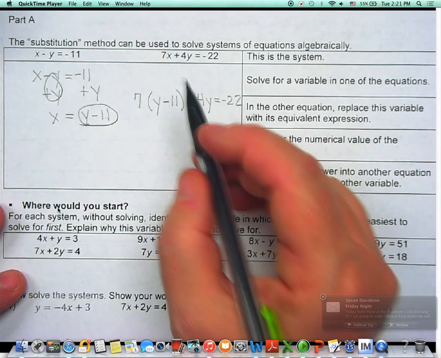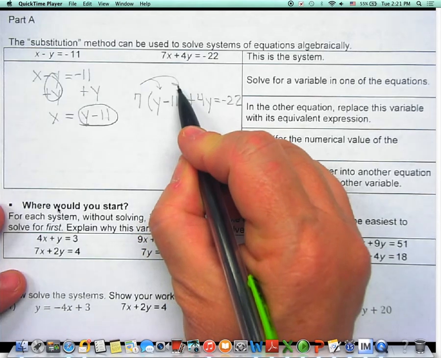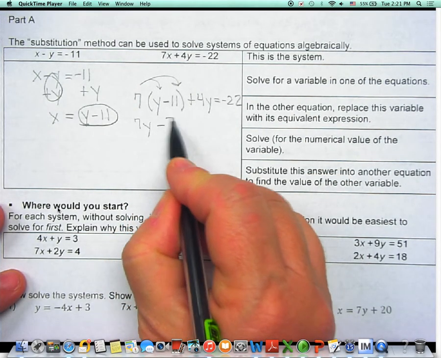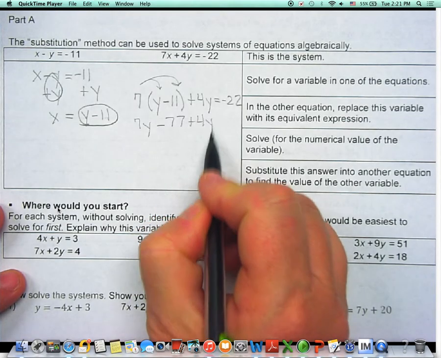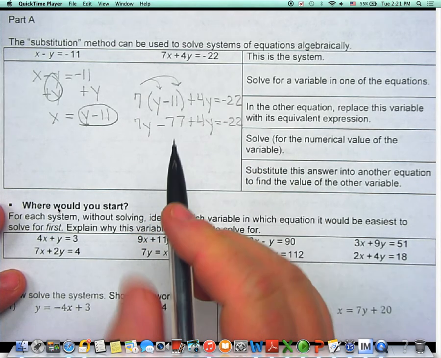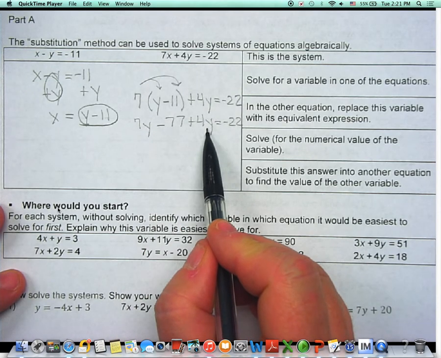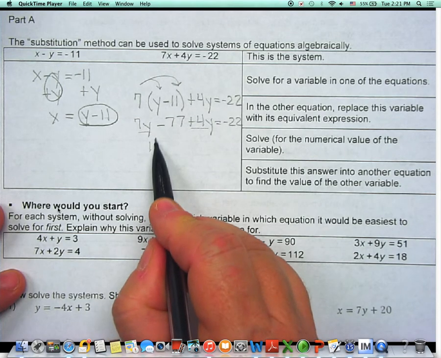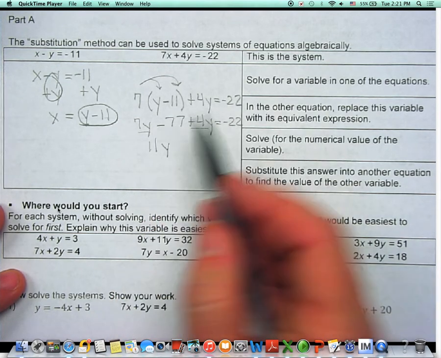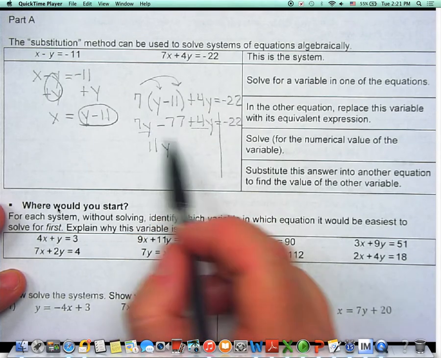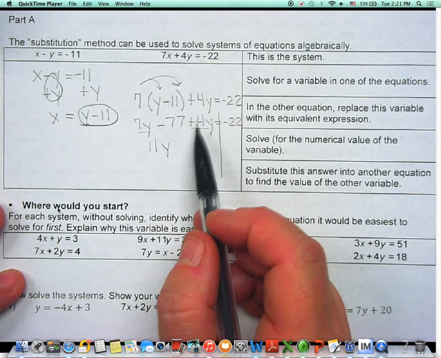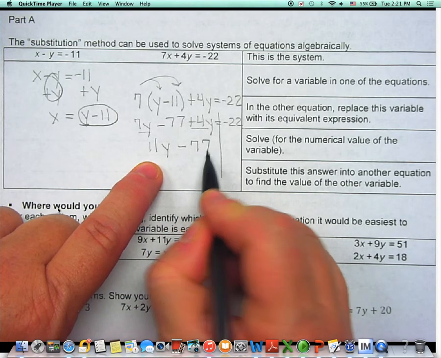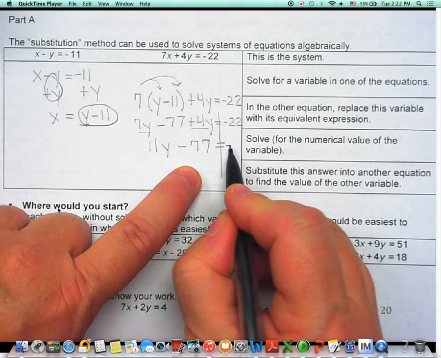So you're going to add 4y? No, we're going to distribute the 7. What is that going to be? 7y minus 77 plus 4y equals negative 22. Okay, what do you do with the 7y and the 4y? You're going to add them together. Combine them, that's right. So that's going to be 11y. You don't want to subtract 4y because they are on the same side of the equals. You just put them together. So 11y minus 77 equals negative 22.